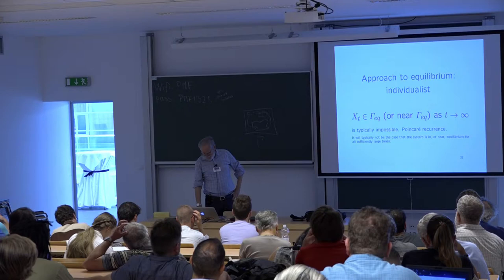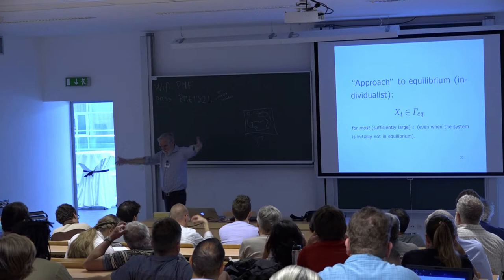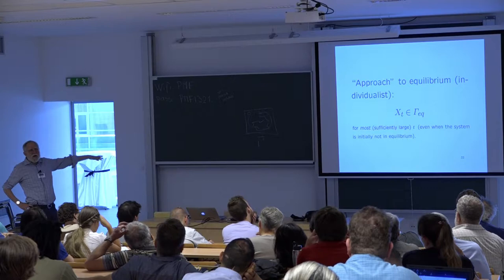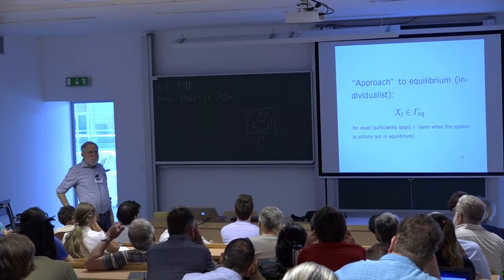But here's what you do have. Here's what I think would actually happen for a classical system. For most sufficiently large times, even if you start off not in equilibrium, you will be in equilibrium. There'll be rare exceptions. You should live so long. There will be rare exceptions. And I think that's really what happens. Oh, that I find horrifying. I can't stand that, so I have to be an ensemblist.